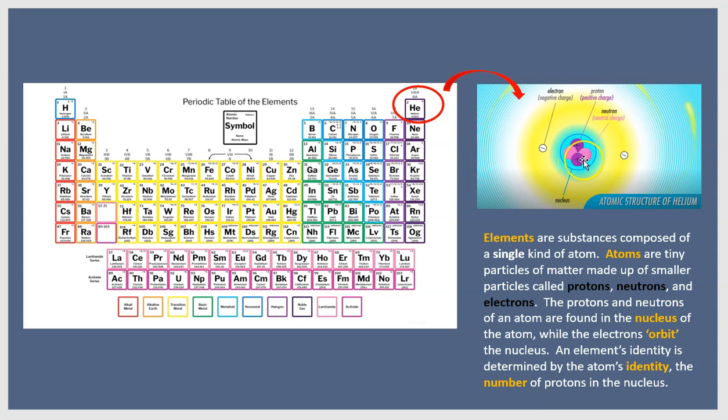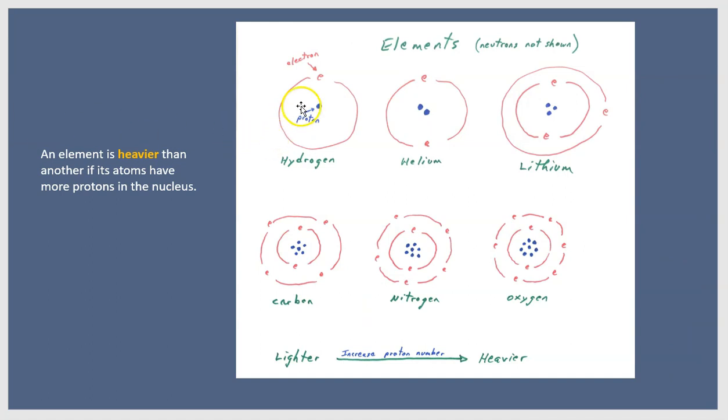Helium atoms have 2 protons in the nucleus. Hydrogen atoms have 1, and that's the 1 at the top left corner. Helium has 2, lithium atoms have 3, beryllium has 4, etc. Let's take a closer look at that. Here we see 6 different kinds of elements and the atoms out of which they're made.